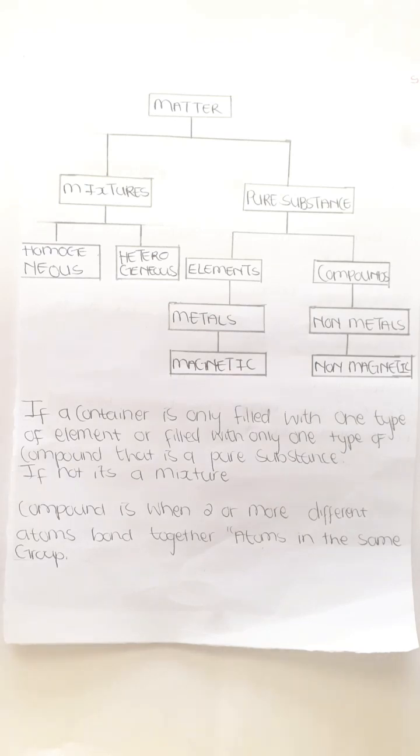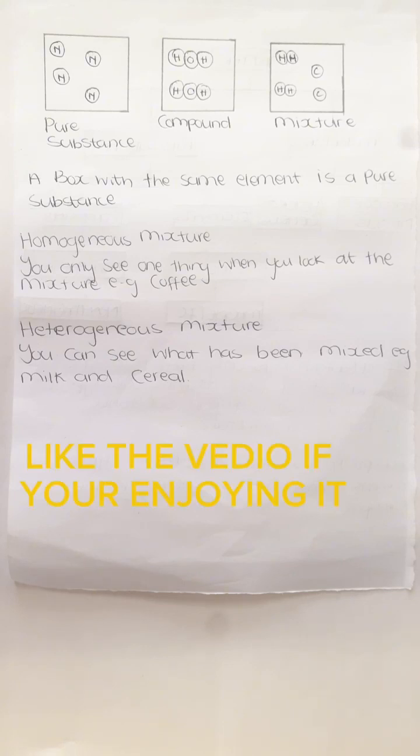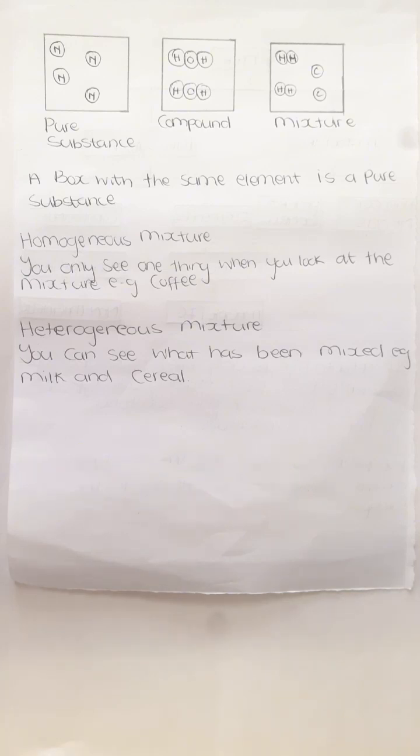A compound is when two or more different atoms are bonded together, like oxygen and hydrogen. Let's look at these three boxes. We have a pure substance, a compound, and a mixture. In the first box, we have nitrogen only. There is only one element, which means one element is a pure substance. We have a compound, a combination of hydrogen and oxygen. They bond together to make a compound, which is also a pure substance.